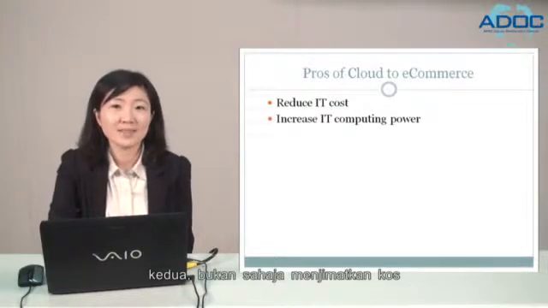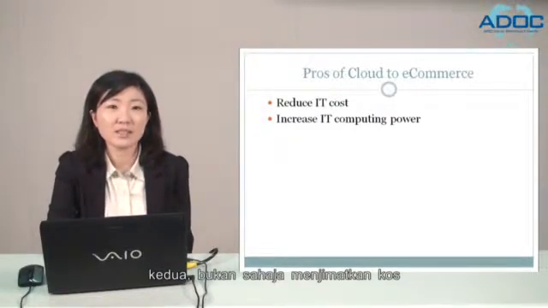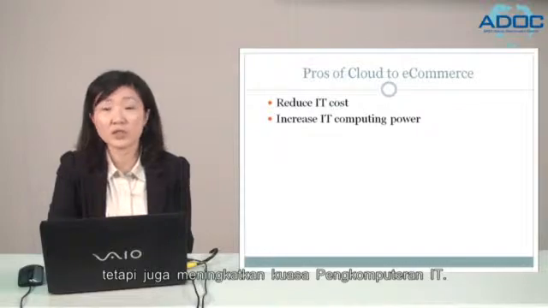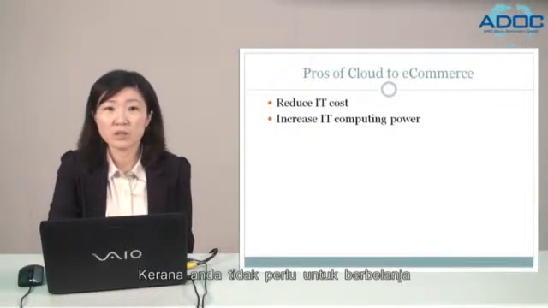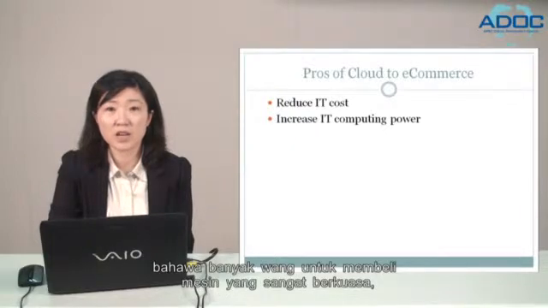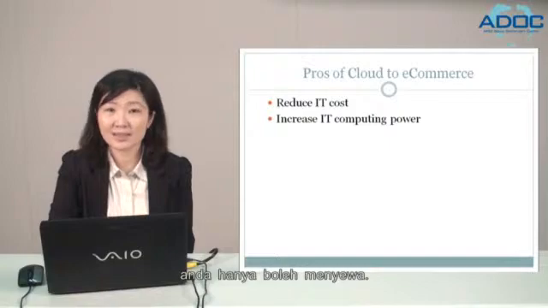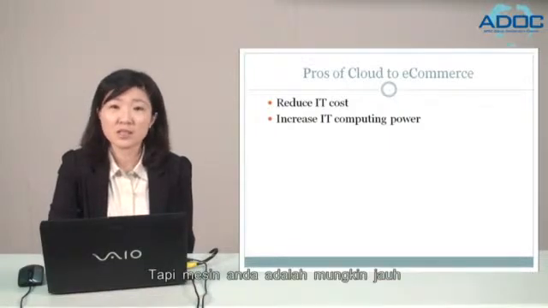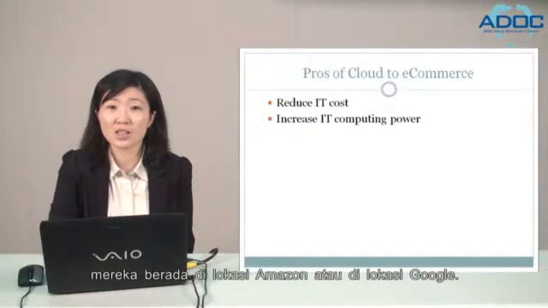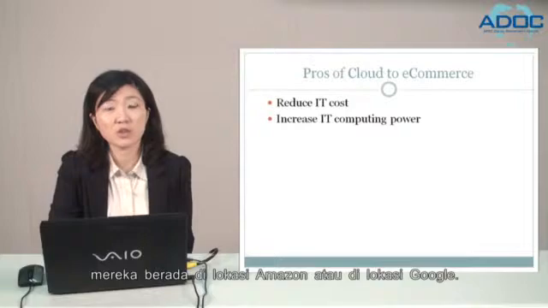The second one, not only save the cost, but also increase IT computing power because you don't need to spend that much money to purchase very powerful machines. You can just rent it. But your machines are remote. Probably they are in Amazon's location or in Google's locations.